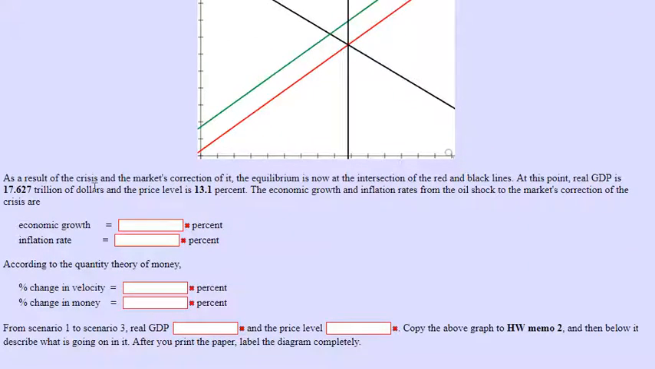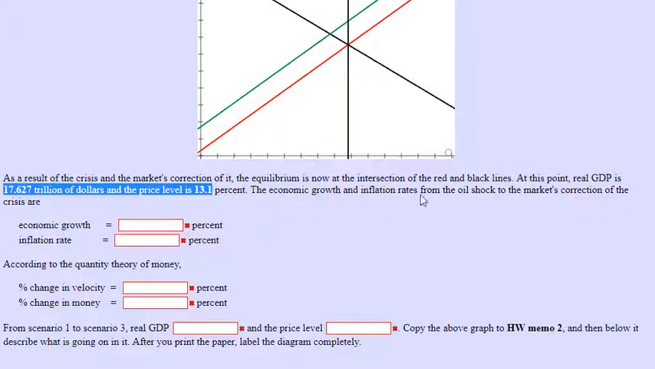Okay, as a result of the crisis and the market's correction of it, the equilibrium is now at the intersection of the red and black lines right here. At this point, real GDP is $17.627 trillion. The price level is 13.1, so we're back to scenario one. So scenario three and scenario one have the same values of GDP and the price level.